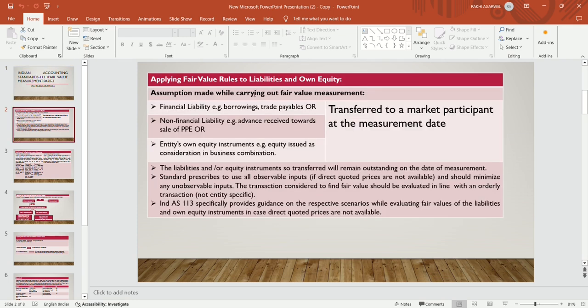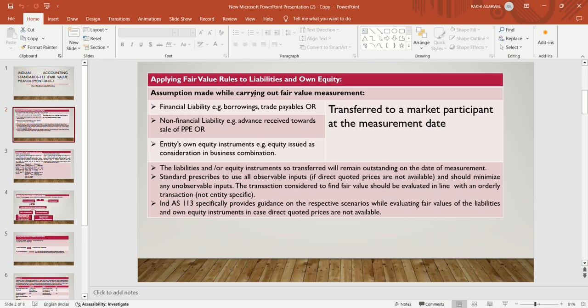Applying fair value rules to liabilities and other equity. How fair value rules are applied in measuring the liability and other equity. What assumptions are made while carrying out fair value measurements, and what assumptions we are going to take while measuring the fair value of liabilities.